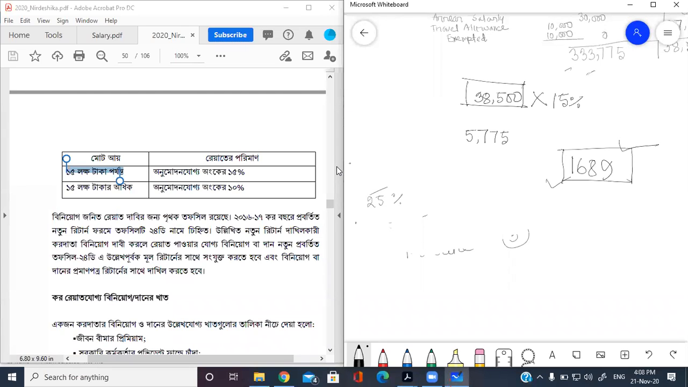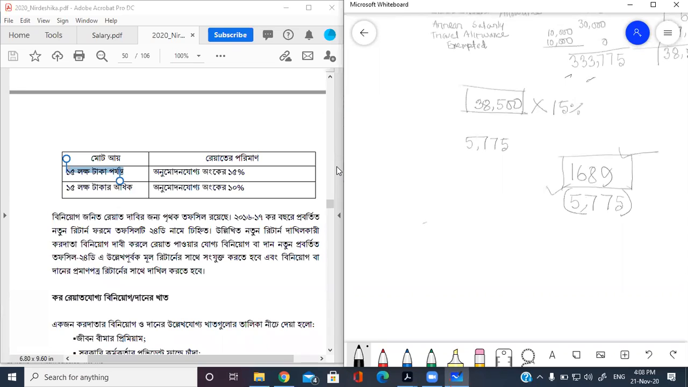Investment tax rebate: 5,775. I need to reduce this amount. How much now? 4,086. So this should be the net tax liability for Mr. Ambani.